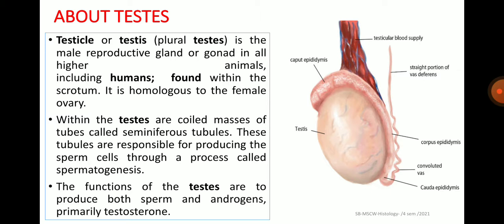Next is the ductus deferens, you can see in the slide also, extending from the epididymis to the urethra, which propels sperm into the urethra by peristalsis during ejaculation. Its terminus fuses with the duct of the seminal vesicle, forming the ejaculatory duct.